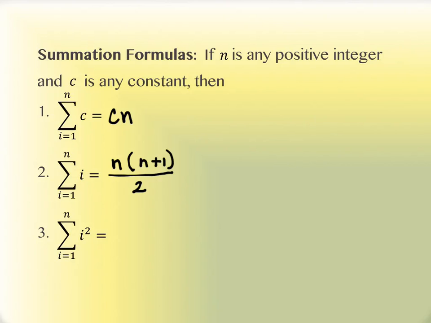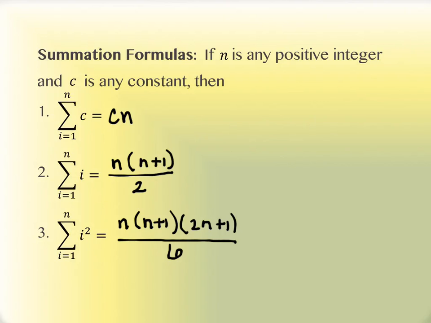Next one, number 3, would be squaring all the terms, right? This would be like having 1 squared plus 2 squared plus 3 squared plus 4 squared, sums of squares. And it has a formula as well. It starts out looking very much like the formula we just had, n times n plus 1. But then you multiply it by 2n plus 1, and the result is divided by 6.